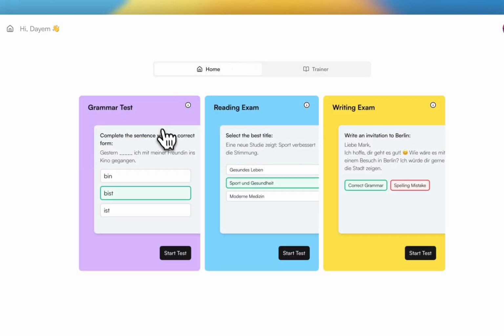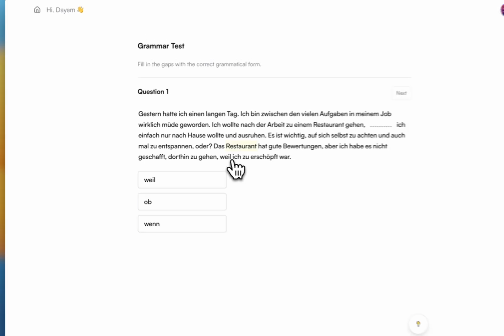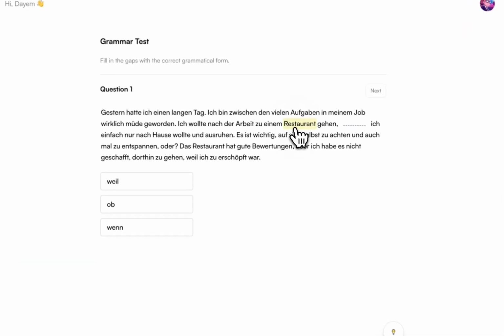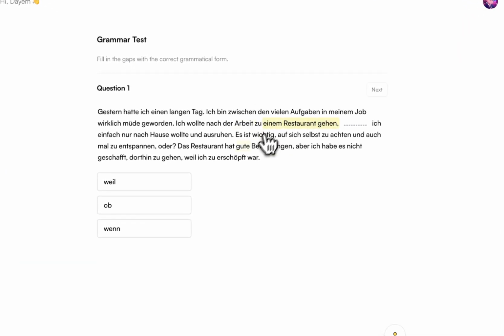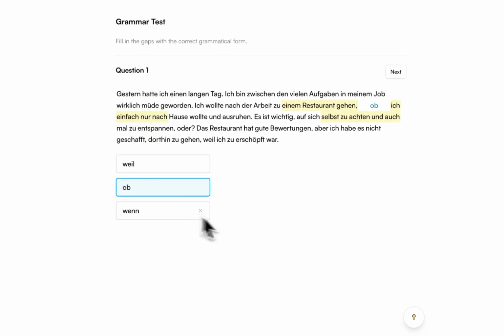I will give you another demo for the grammar test. For example, I can start the practice test. When I call it a test, it's really just a practice exercise. Then I can read this and I need to put the correct German preposition here. So, restaurant gehen, ob, for example. I can highlight these words to determine, okay, based on these three words, this ob is best suited.